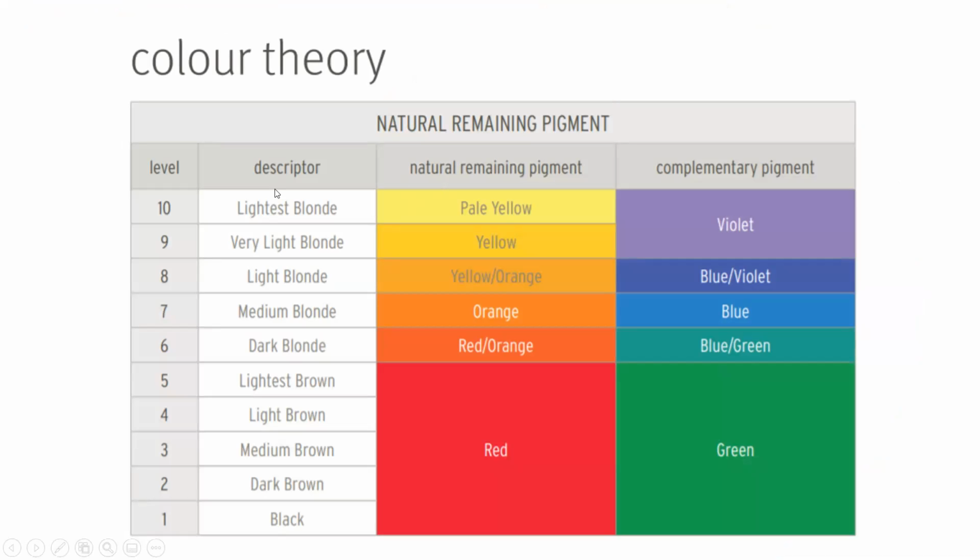So I mentioned a minute ago, we have levels of how light or dark the hair is. So we've got one, as I mentioned down here, being the darkest, which is black. And we have 10 here, which is the lightest, which is lightest blonde. The good news is this is the ICC, the International Colour Chart. So it doesn't matter if you're using L'Oreal, Wella, if you're in the UK, if you're in America, there'll be no difference. A level 6 will always be a level 6 dark blonde.